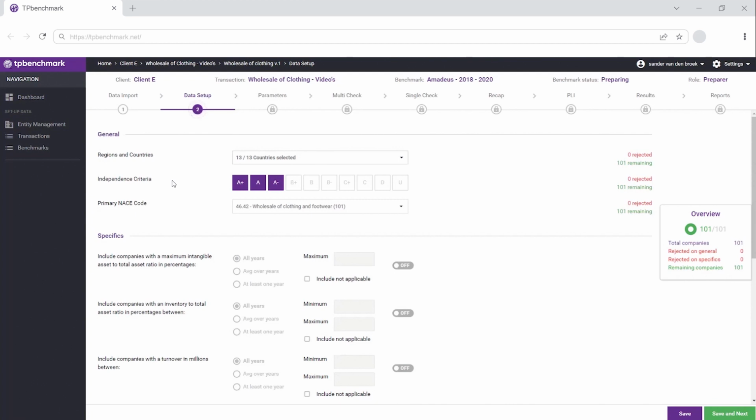Both these sections have in common that you can increase or fine-tune your comparability levels in line with your tested party, while at the same time decreasing the number of companies in your set to maybe a more preferable number.